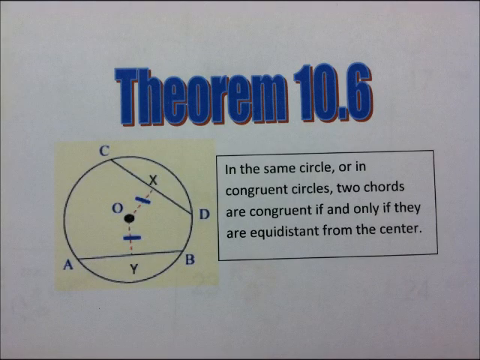Last, Theorem 10.6 says that in the same circle or in congruent circles, two chords are congruent if and only if they're equidistant from the center. Okay, officers, now that we've reviewed our properties of chords, let's go catch that circle dealer.